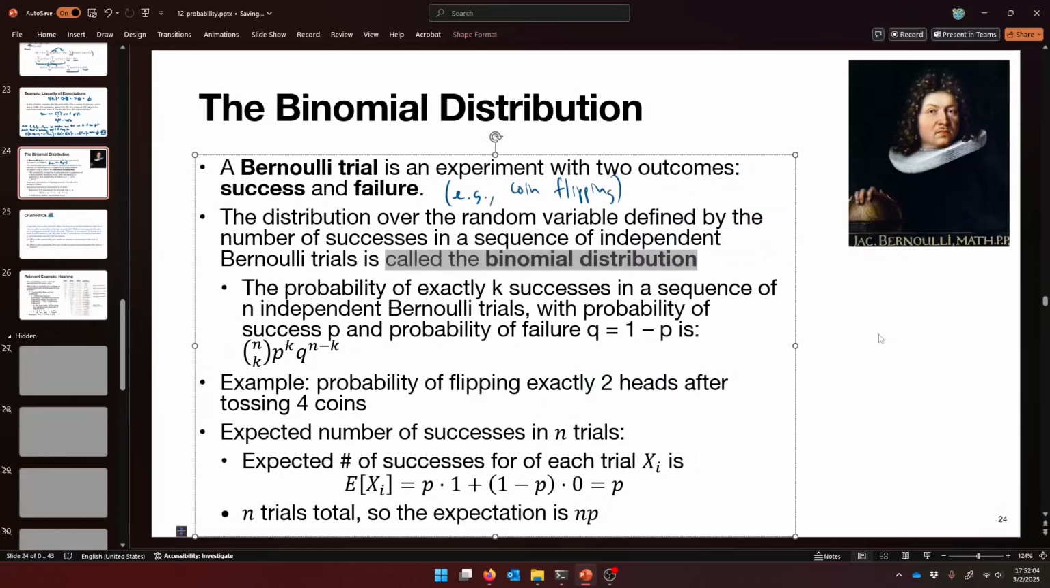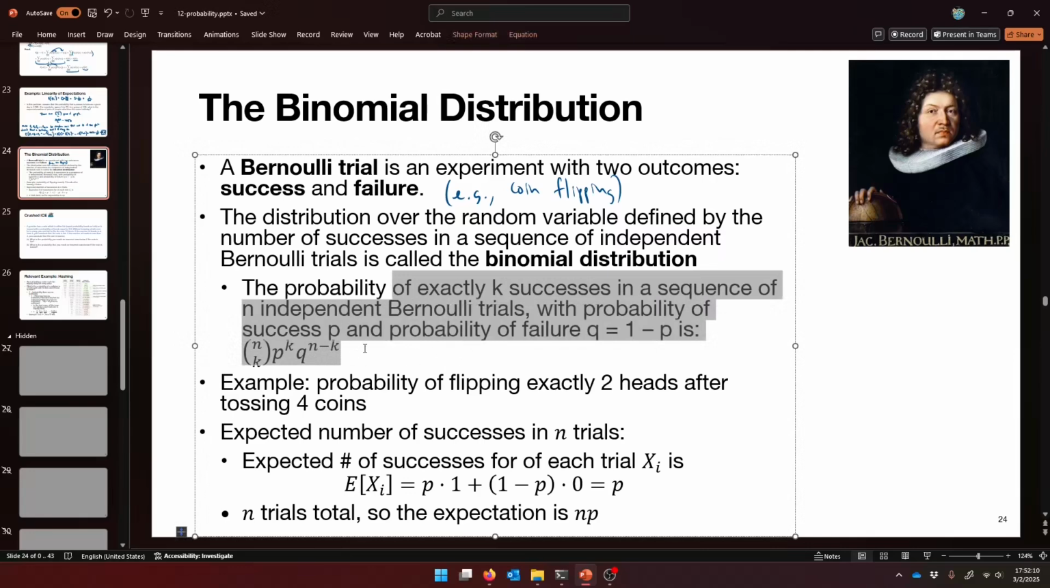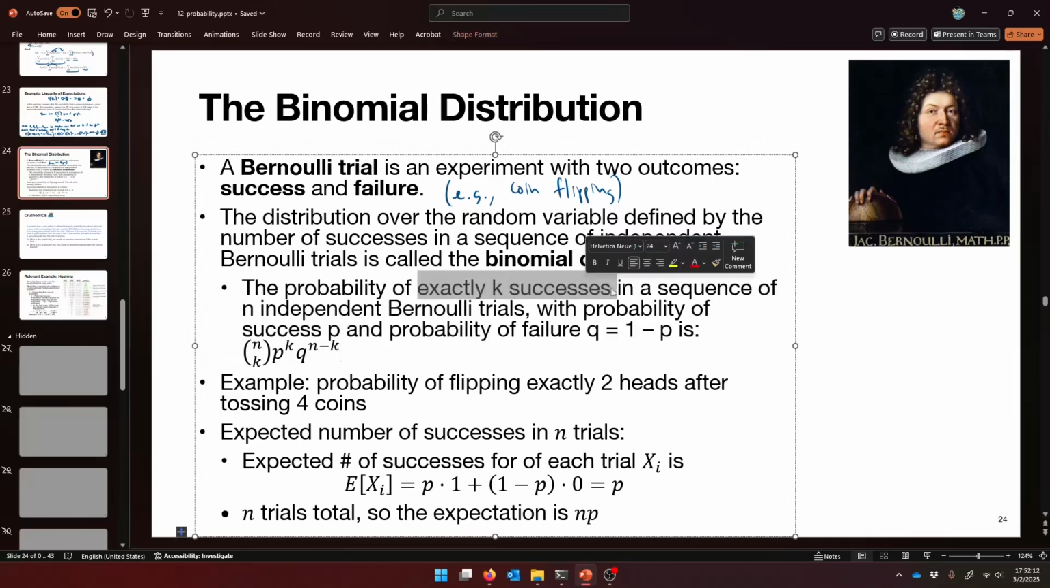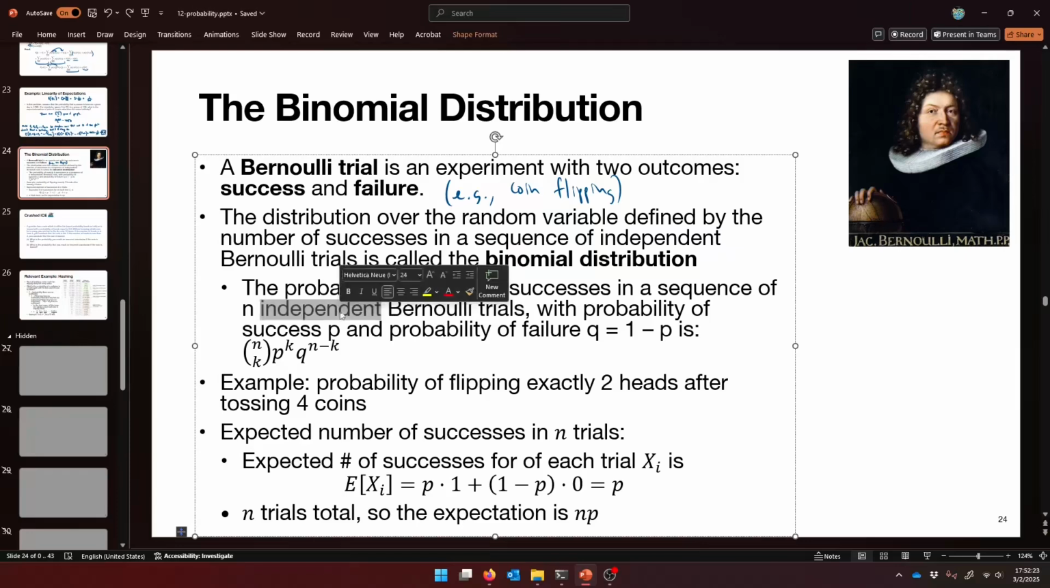We call it the binomial distribution, all right? Very interesting, right? So here it is solved out. The probability of exactly k successes in a sequence of n independent Bernoulli trials, we say. This is just like you flip the coin and your previous flip does not influence the next flip. They're all random, they're all independent.